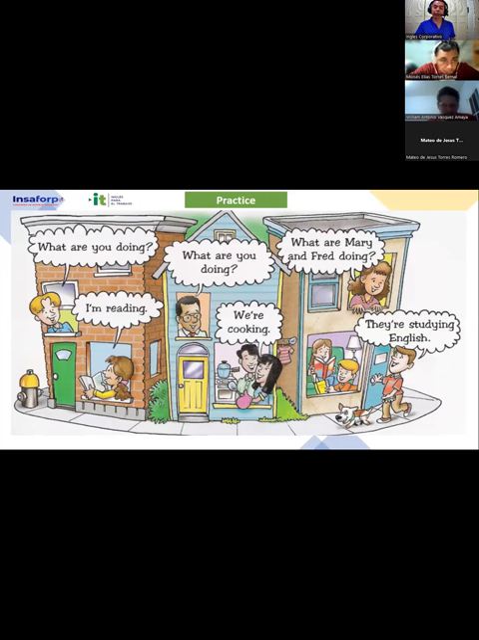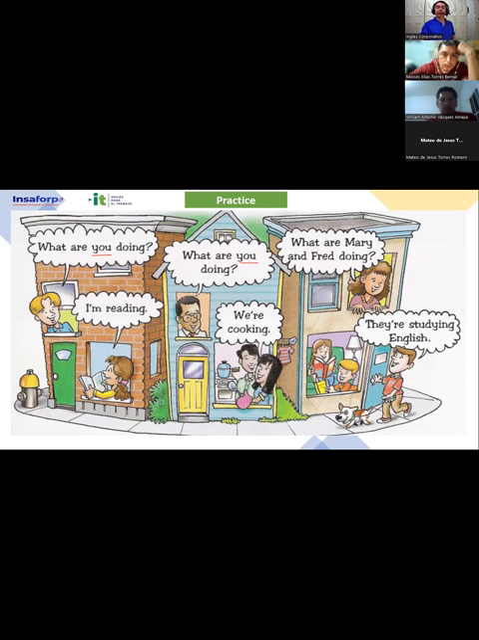Good. Here we have some examples of people using the present continuous. The boy said, what are you doing? And the lady said, I'm reading. But you can also say, I am reading, right? What are you doing? Notice that when I say you, one time is singular because it's only one girl. So you is usted, vos. And when there are two or more people, for example when I refer to my students, I say you, ustedes. So it's plural. So you is singular, you is plural.